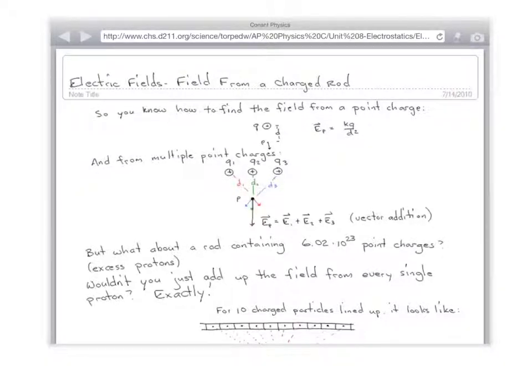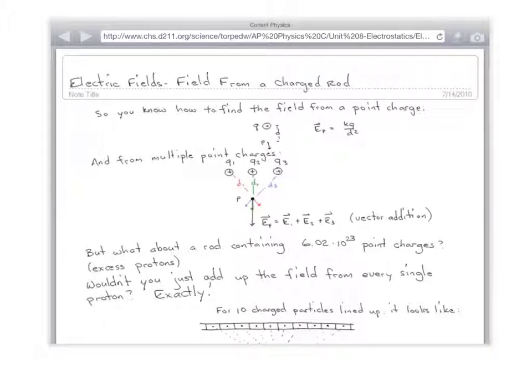So, you guys know, what's the equation for the field from a point charge? E equals KQ over D squared. Why is it D squared? Because it's a point charge, right? And we know that a point charge spreads in 2 dimensions.